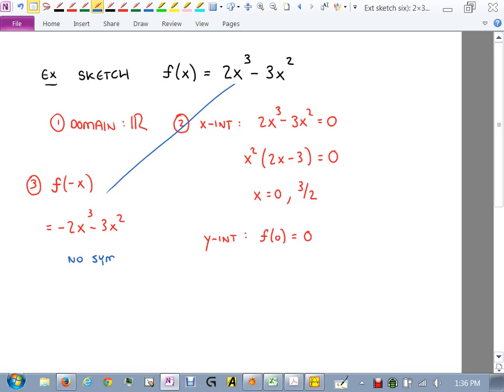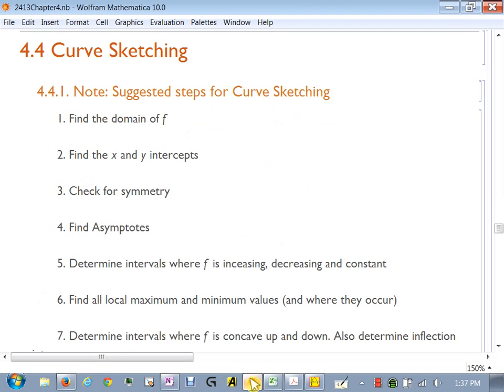If you're having trouble getting symmetry, just skip it. I don't want this to bog you down. Symmetry is one of those things where if you see it and it is symmetric, then you just remember that. That's all. But if it's something where you're like, I don't know, then just move on. 4. So what's the next thing?